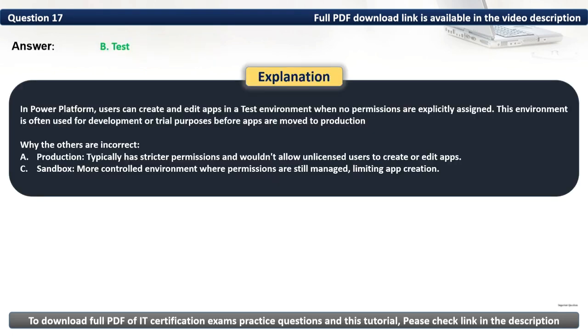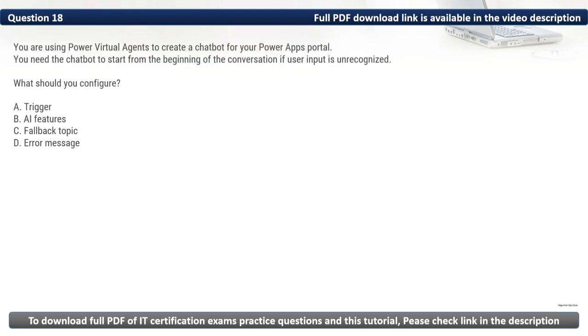In Power Platform, users can create and edit apps in a test environment when no permissions are explicitly assigned. This environment is often used for development or trial purposes before apps are moved to production. Question 18. You are using Power Virtual Agents to create a chatbot for your Power Apps portal.